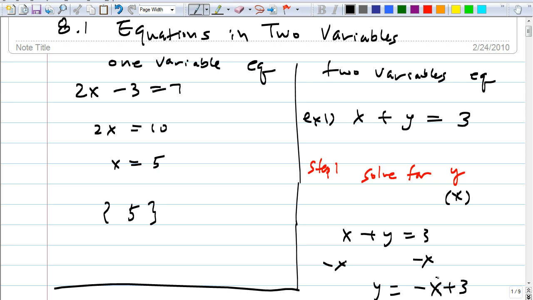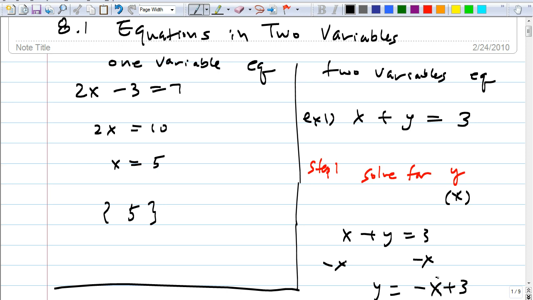And Anais, as I do this, think about why I solve for y, not x, okay? Does that make sense? Think about why. One of the reasons is because it's in slope-intercept form. And secondly, it's actually easier this way because you'll see why in a minute.